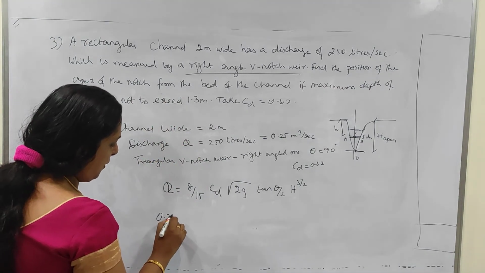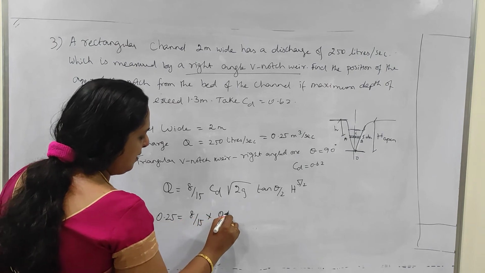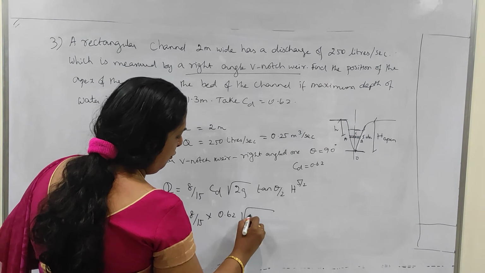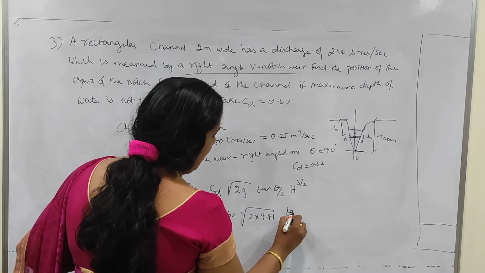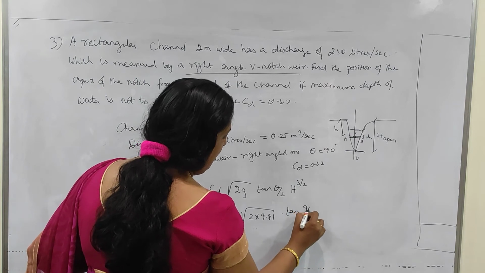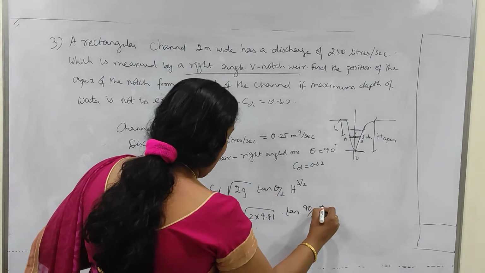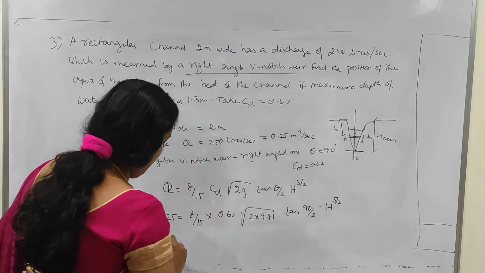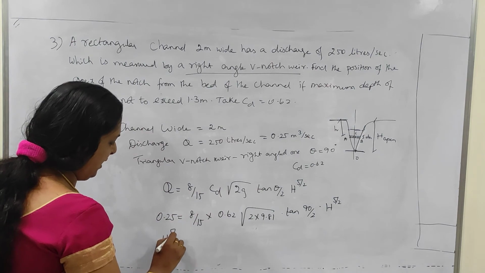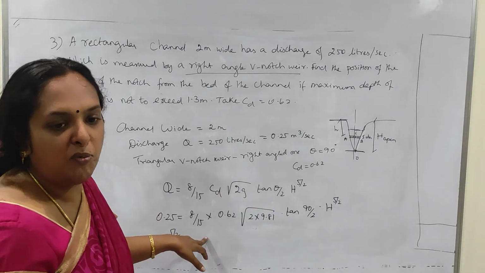Discharge is 0.25, equal to 8 by 15 of CD, which is 0.62, into root of 2 into g, which is 9.81, into tan theta by 2, that is tan 90 by 2, which is tan 45, equal to 1, into h to the power of 5 by 2. I don't know this h. That h alone I am going to find.